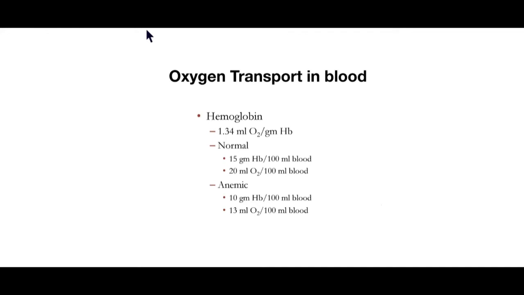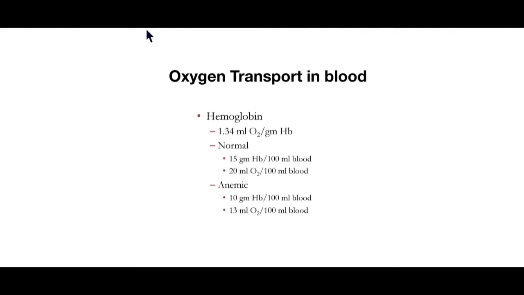If you're anemic, that could be down to like 10. So the normal oxygen carrying capacity would be about 20 mLs per deciliter. For somebody who's anemic, it's about 13, as an example. These values can be used to set up calculations based on how much of that hemoglobin is saturated, and you can calculate the amount of oxygen that is being transported in the blood.